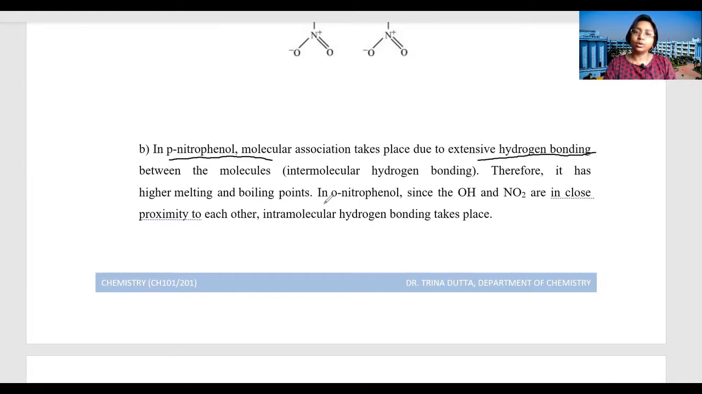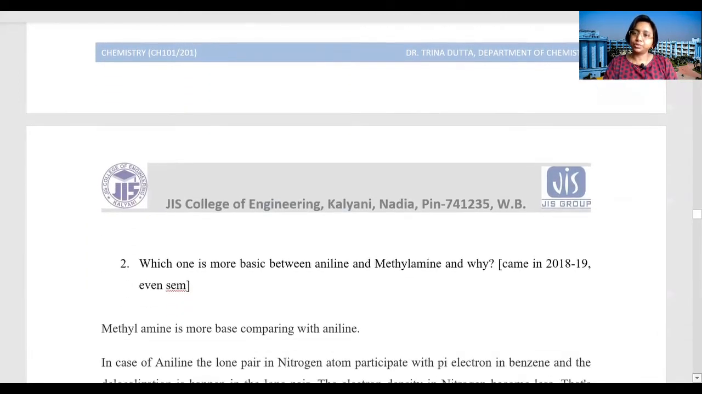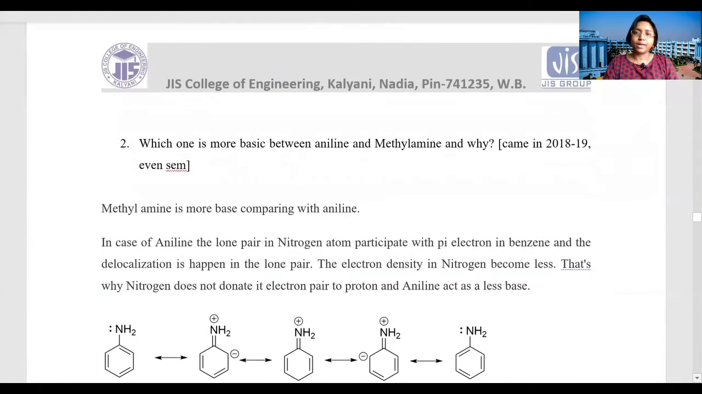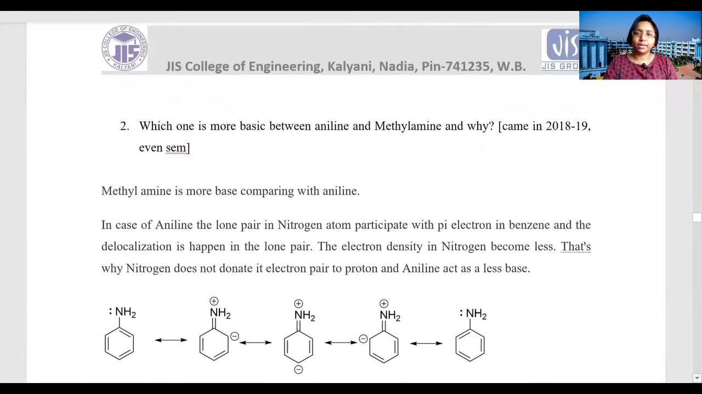But in ortho-nitrophenol, since the OH group and the NO2 group are in close proximity to each other, intramolecular hydrogen bonding takes place. So the molecular association is not increased in such a way. So para-nitrophenol has a higher boiling and melting point than ortho-nitrophenol. Okay, so you are clear about these two questions. If you have doubts, you can contact me.